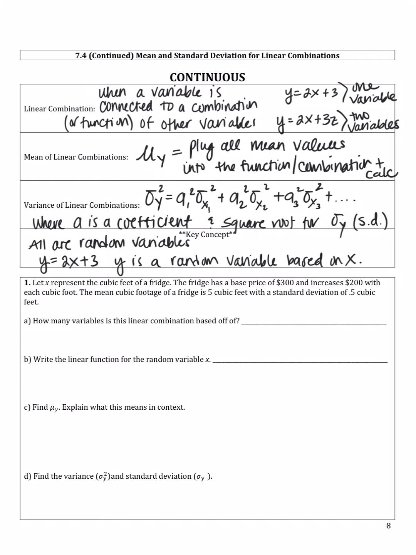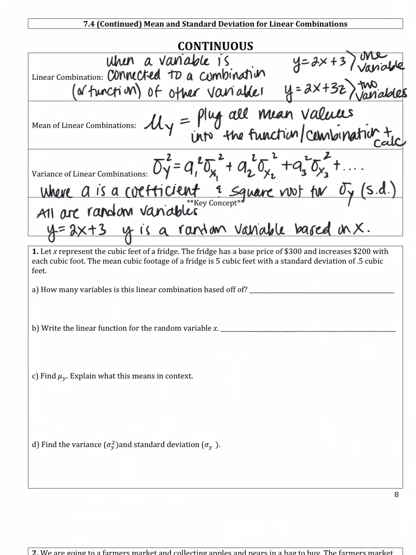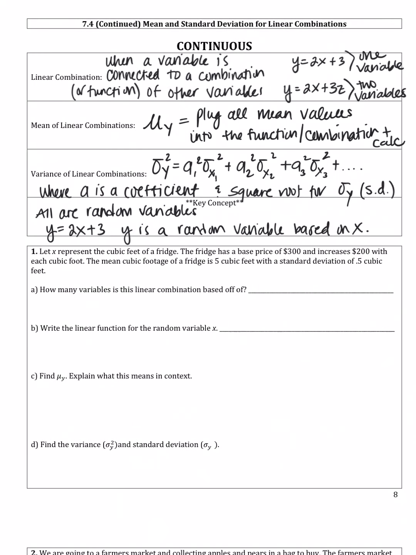So let's really get to an example so we can understand what's going on here. Let x represent the cubic feet of a fridge. So there's our random variable x. The fridge has a base price of $300 and increases $200 with each cubic foot. The mean cubic footage of a fridge is 5 cubic feet with a standard deviation of 0.5 cubic feet. Okay, so how many variables is this linear combination based off of? And the answer is 1. That variable would be x, the cubic feet of the fridge.